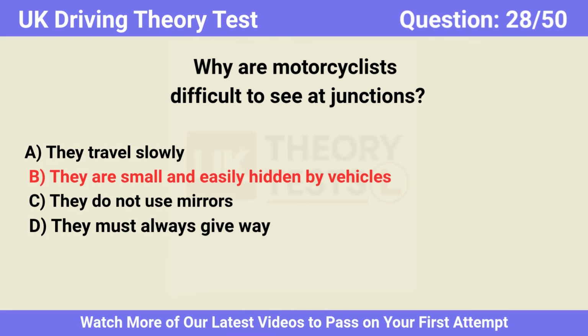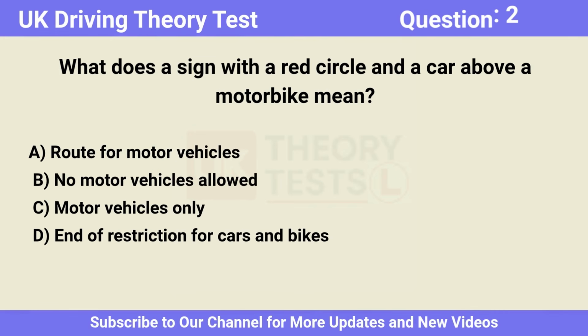Correct option is B. They are small and easily hidden by vehicles. What does a sign with a red circle and a car above a motorbike mean? A, route for motor vehicles. B, no motor vehicles allowed. C, motor vehicles only. D, end of restriction for cars and bikes.